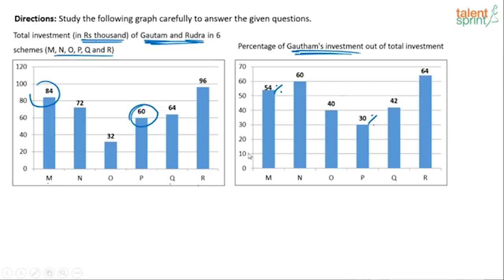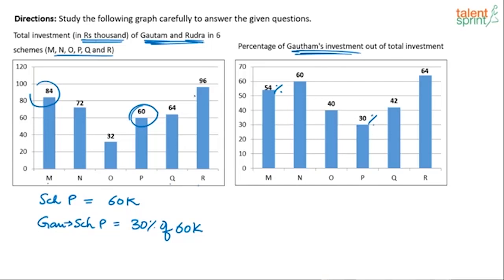So what all can be extracted from the given data? One is total investment. For example, in scheme P, they have invested together how much? 60,000. But I know what is Gautam's investment in scheme P. How do we get Gautam's investment in scheme P? How much is it? 30%. 30% of total 60,000.